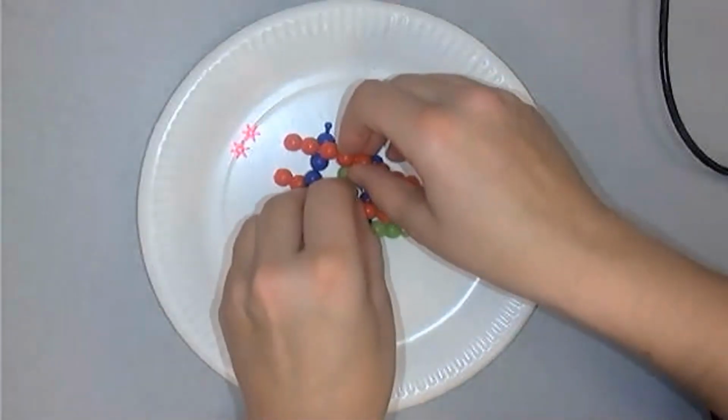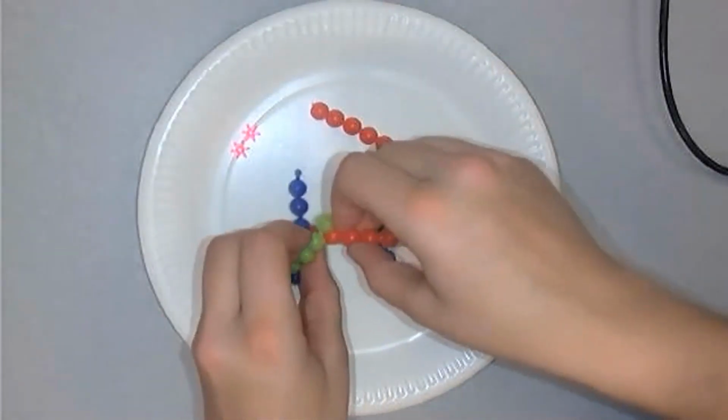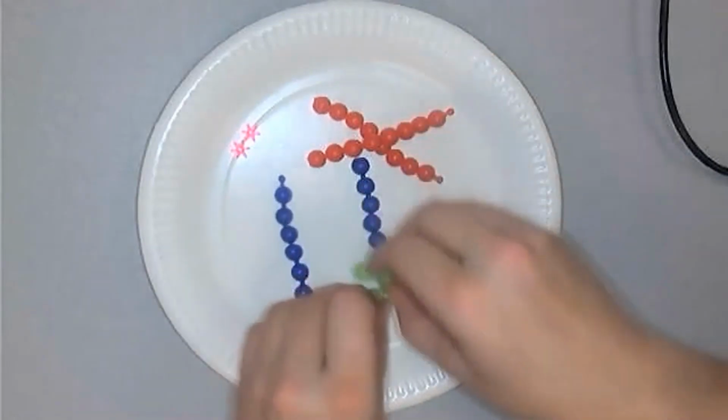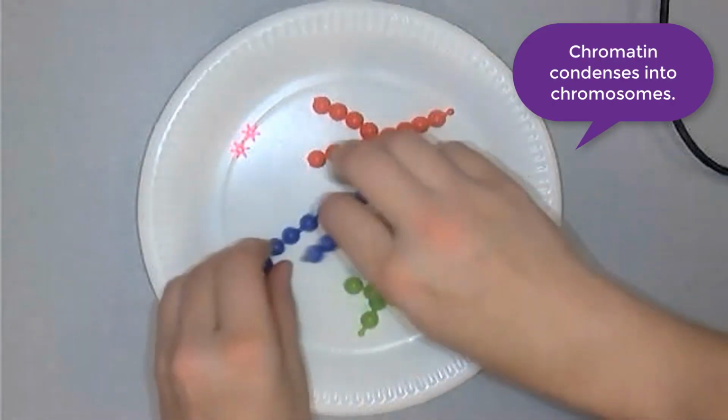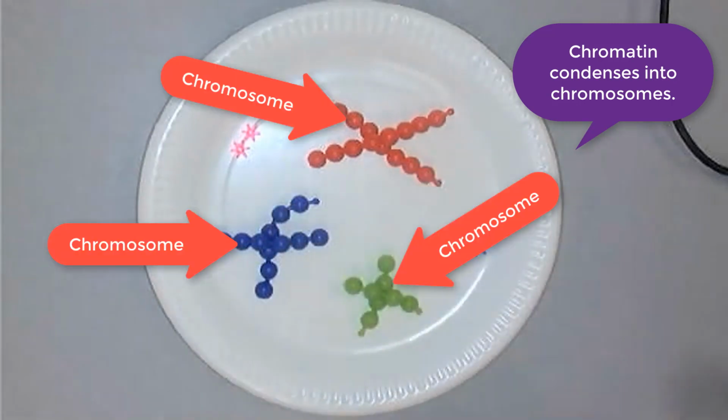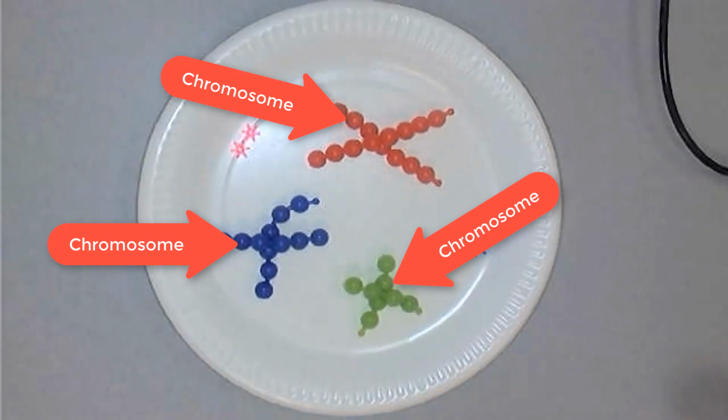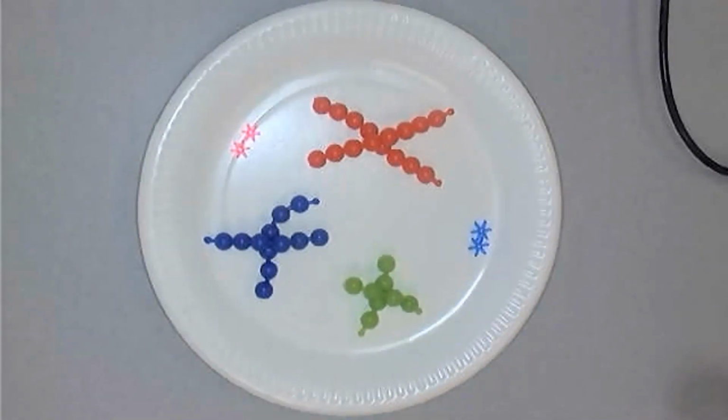And then the chromatin is going to condense and it's going to form chromosomes. So that's what I'm doing with the beads right now. I'm organizing them. They are now organized into chromosomes. Made them X-shaped because most chromosomes have an X shape. This is prophase.